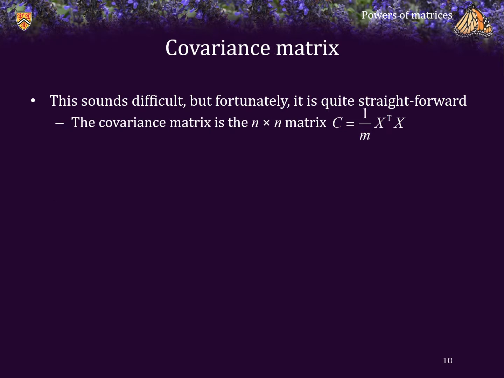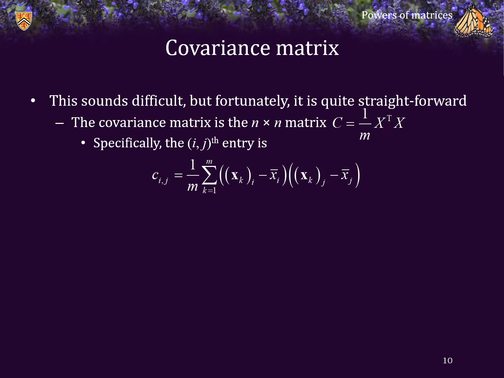Now, the covariance matrix is that n by n matrix defined as 1 over m times X transpose times X. And again, this should look vaguely familiar if you recall our calculations of the normal equations that we used to find the least squares best fitting linear or quadratic polynomials. Specifically, the ijth entry determines how much variation there is from the mean of the ith entry of the data versus the jth entry of the data between all the various readings. And this is then averaged. From our matrices, it's just 1 over m times the product of these entries within the matrix.